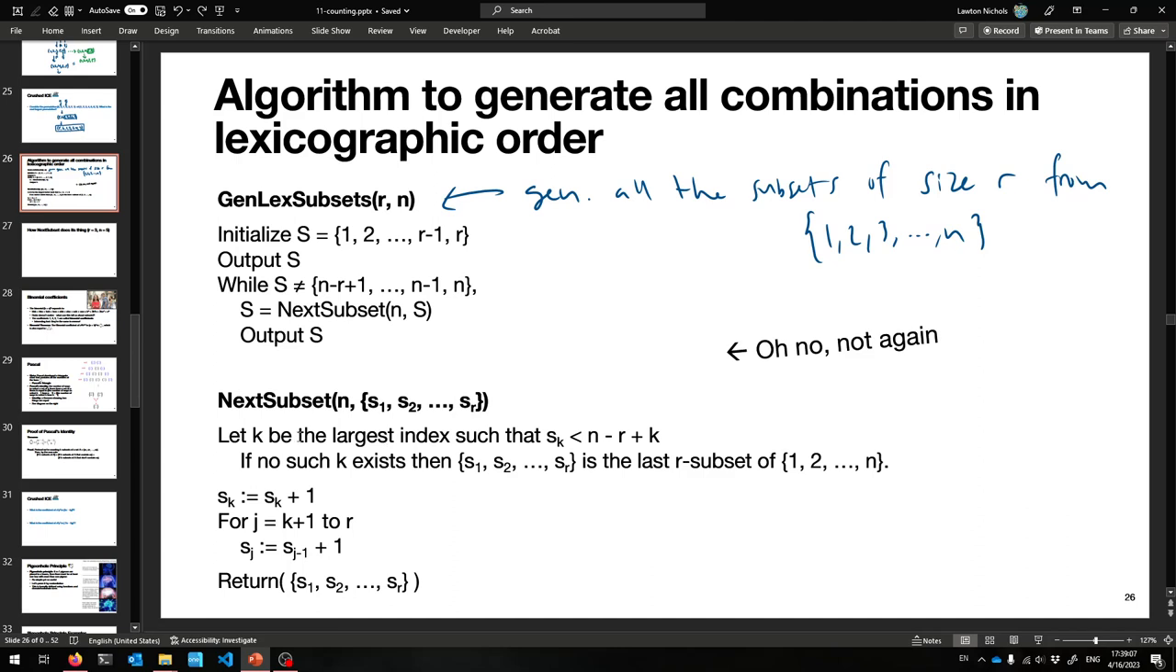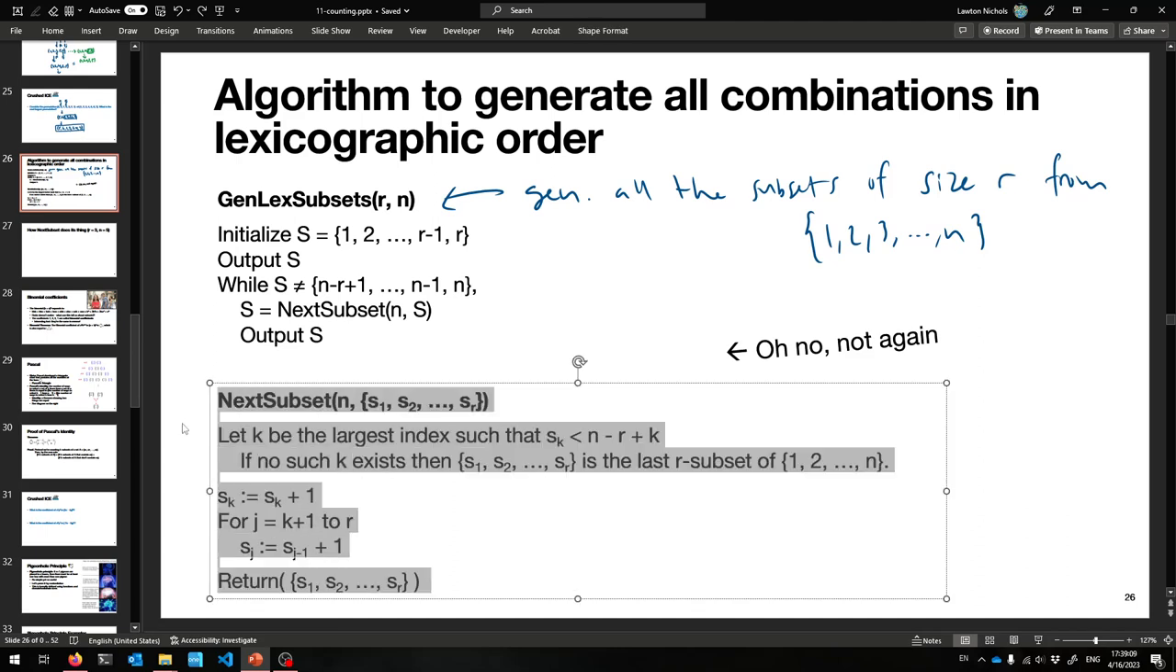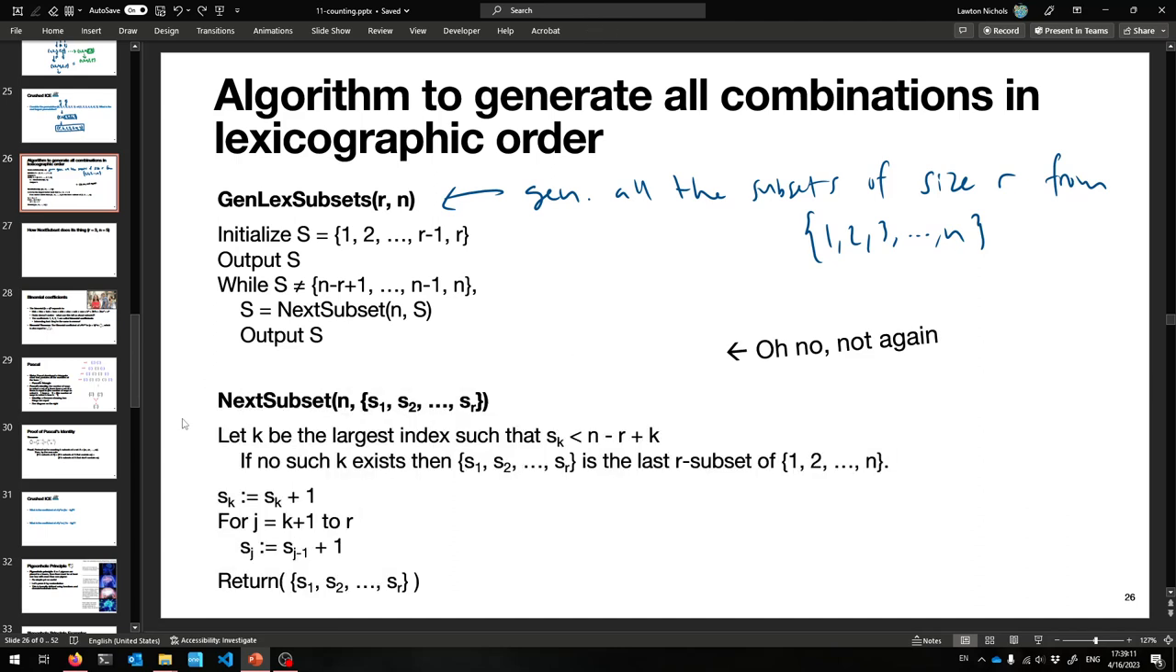And of course, the heavy lifting is done by this next subset function that is just as difficult to understand as the next permutation function. So it takes that N, again, because that tells you what the values you're picking from are. And then it takes your current subset that you've generated last, and it builds the next one in lexicographic order. All right, so that's what goes on. And again, let me just talk about it, and then I'll show you an example.